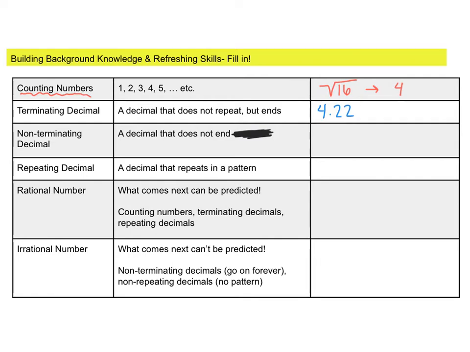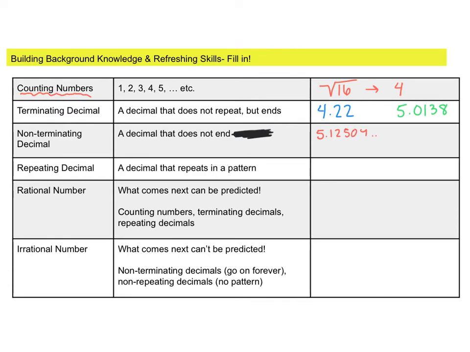Another example of a terminating decimal might be 5.0138. Super long, right? But it stops. It ends. So those are both examples of terminating decimals. Okay? A non-terminating decimal below is a decimal that does not end. And I'll add some stuff off to the right. So this is a number that goes on forever and we cannot find a pattern for it.